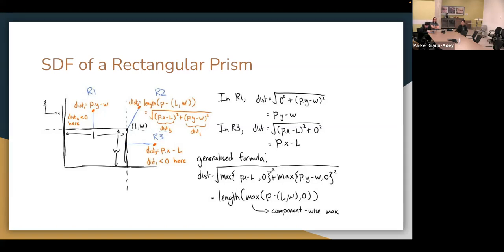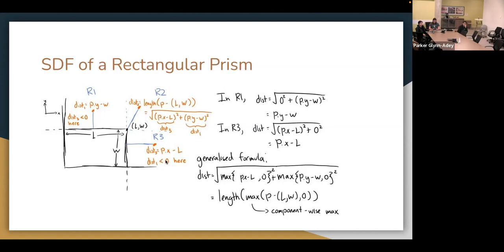In R1, the distance is the y coordinate of the point minus the width. If this was the width and your point is up here, then it would be the y coordinate minus the width. Same thing for R3, we have the x coordinate minus the length, so p.x minus l. And for R2, we just take the length of the vector from the corner of your rectangle to the point, given here by the square root of (p.x minus l) squared plus (p.y minus w) squared.